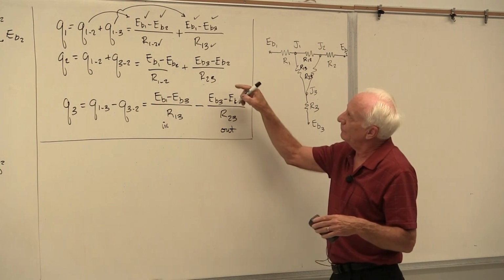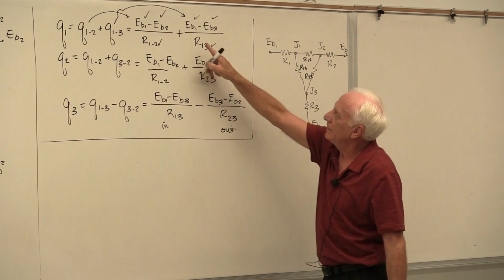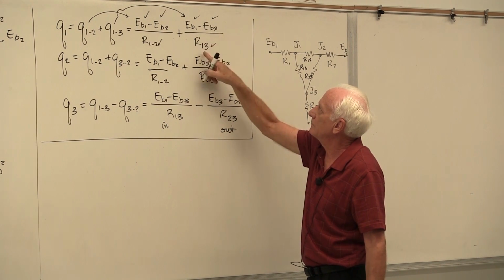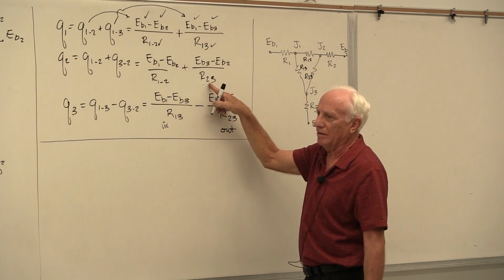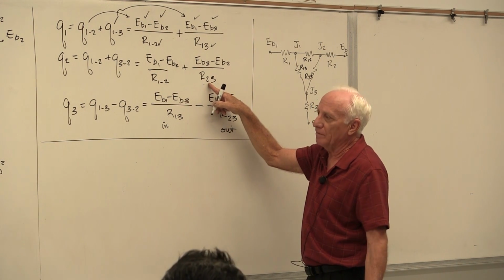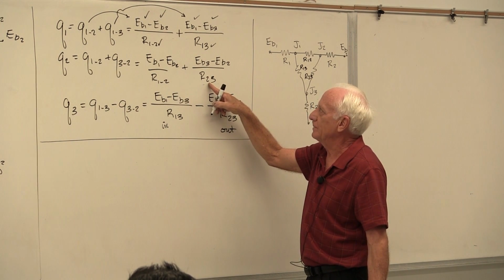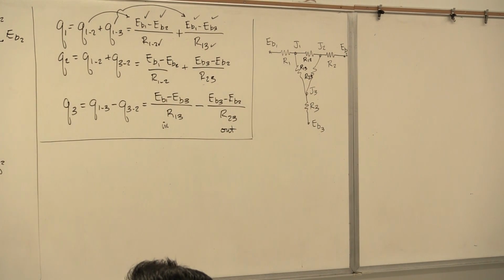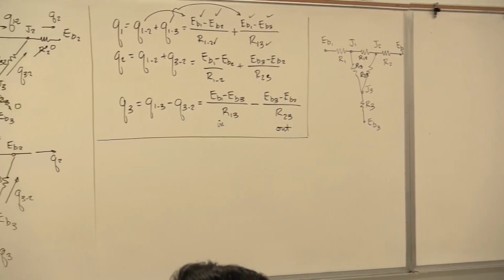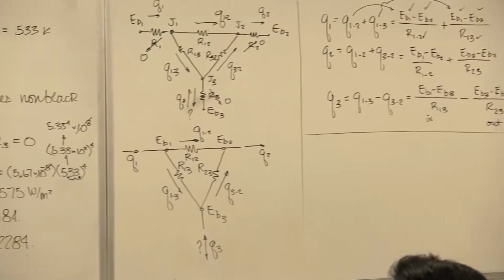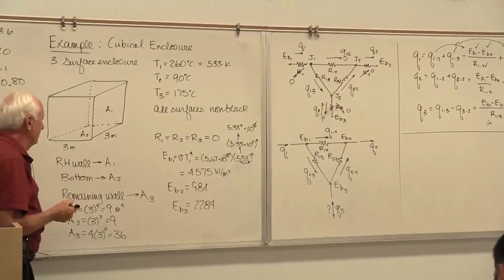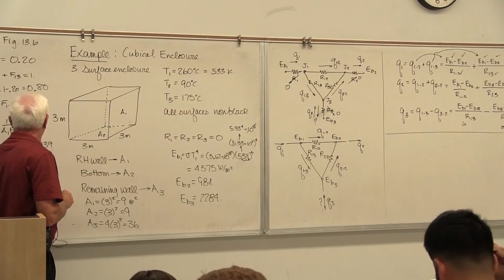You might say, when you wrote this down here, EB1 minus EB3 divided by R13, the 1 comes first, then the 3. Why didn't you make that R32? Well, first of all, because I know reciprocity, R32 is R23. Which one do I want to find? Do I want to find first R32 or R31? Oh my gosh, no. I don't want to find R31 first. I want to find R from the small surface to the big surface, R13.